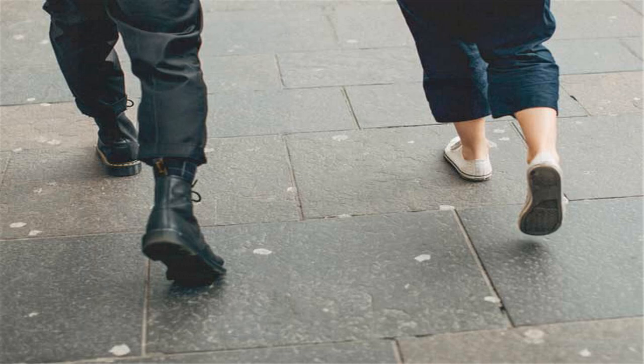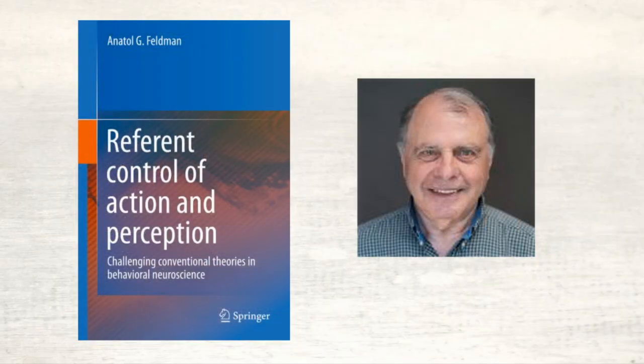I will leave you to ponder and read up on Feldman's equilibrium point hypothesis, which Feldman now calls the theory of referent control of action and perception. That is, he has promoted his hypothesis to a theory. Remember, a theory in science for practical purposes is accepted as a fact, quite different to the public perception of the word theory.